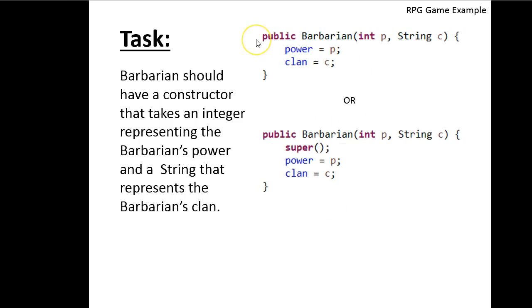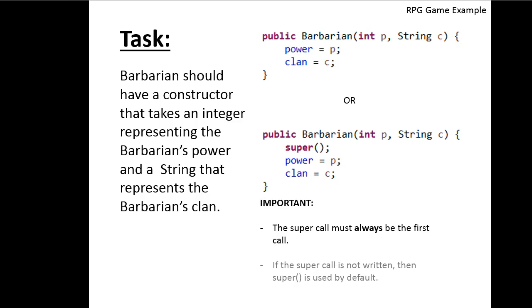You should probably write something like this, but this is perfectly valid as well. What's really important to recognize here is that when we construct an object, we need to construct it from general to specific. I'm going to repeat this a number of times. Because of that, the first call has to be a call to the super constructor. To call the superclass's constructor, we simply invoke it by saying super with parentheses. Like I said, the super call must always be the first call. And if the super call is not written, then super with parentheses is used by default.